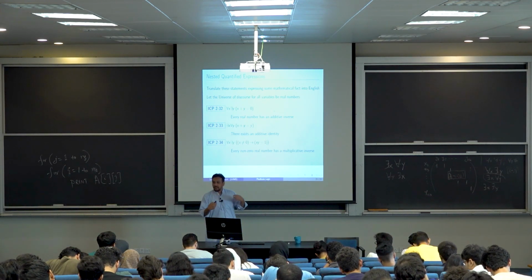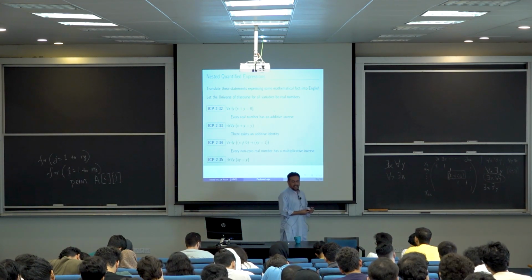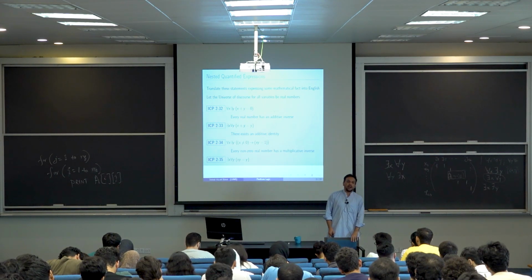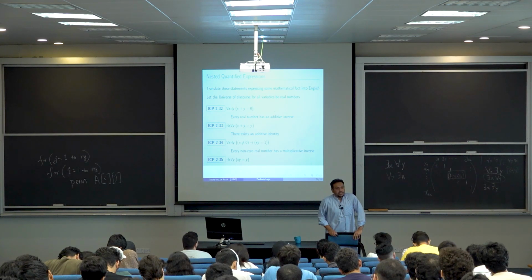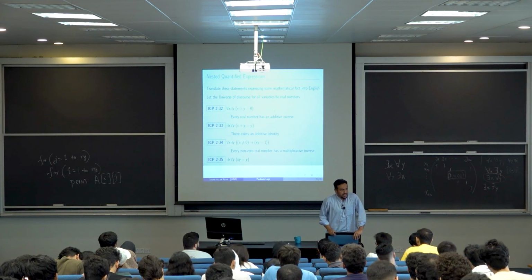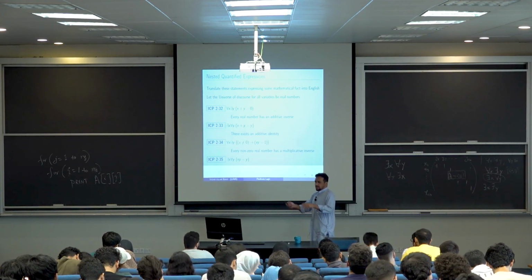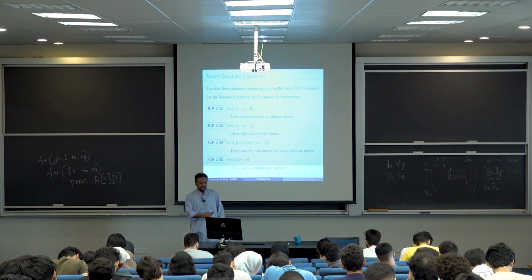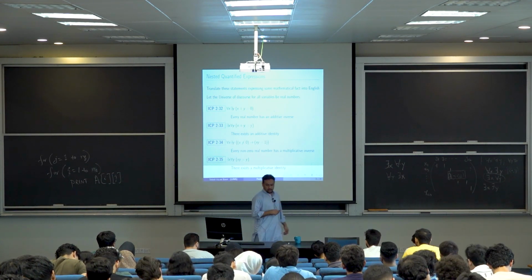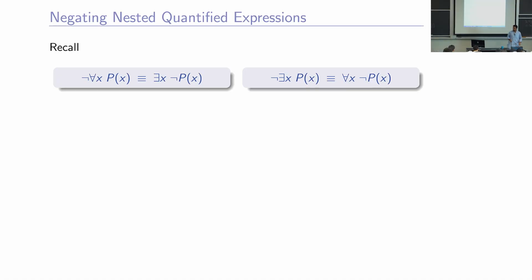Make sense? Okay, for there exists an x for all y, xy equals y. There is a multiplicative identity in the world, right? Among the real numbers, the set of real numbers has a multiplicative identity.